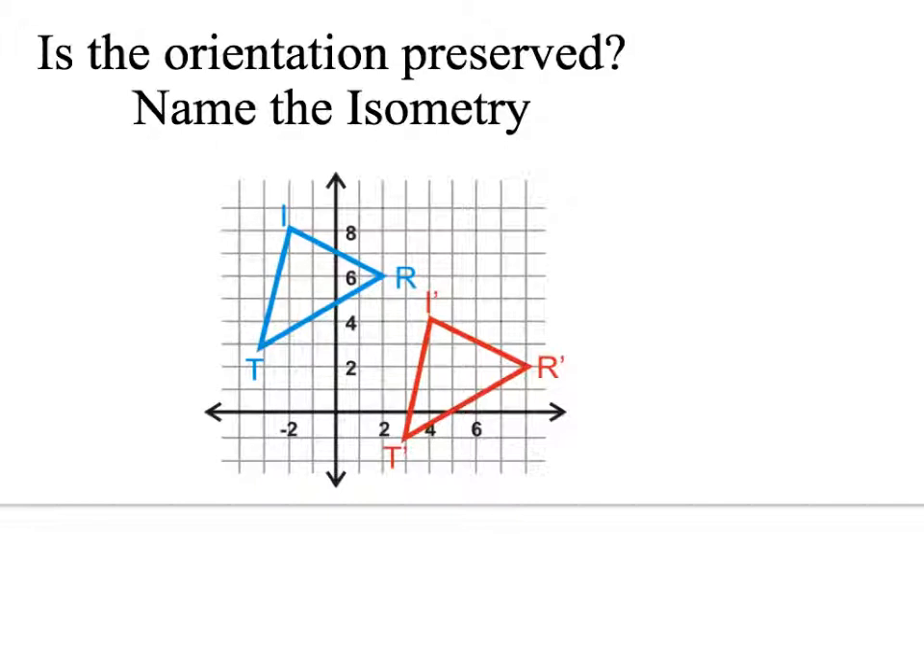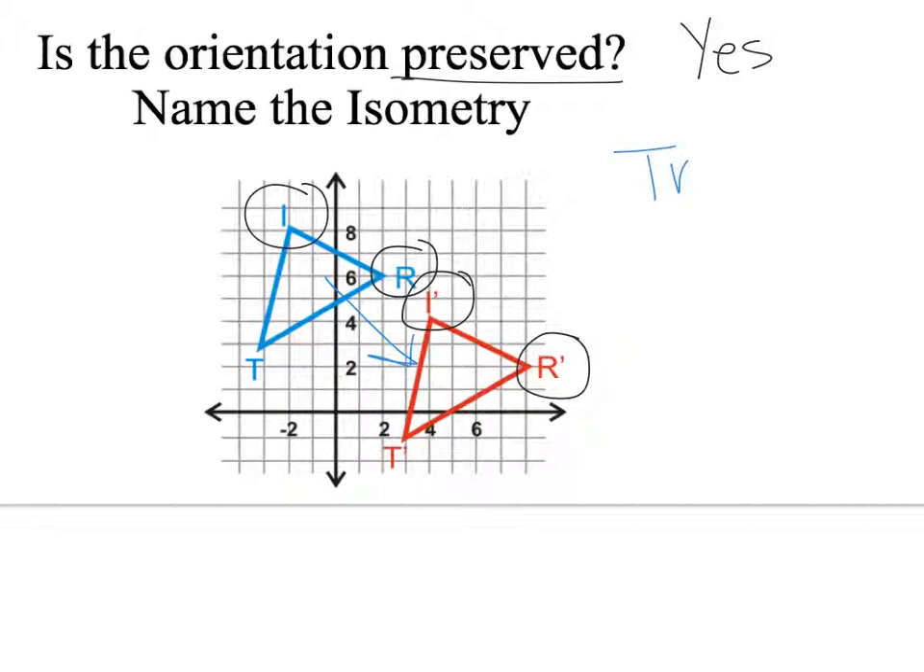And then, is this orientation preserved? The I is on the left-hand side, the I prime's on the left-hand side. The pre-image of the R is on the right-hand side. R prime is on the right-hand side. So yes, the orientation is preserved. It's the same. Name the isometry. It's just been shifted. It hasn't been rotated at all. It's been shifted. So this is a translation.